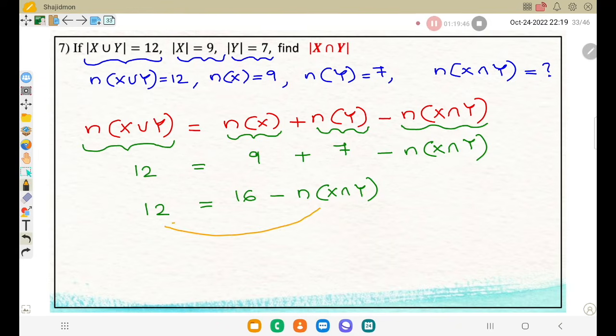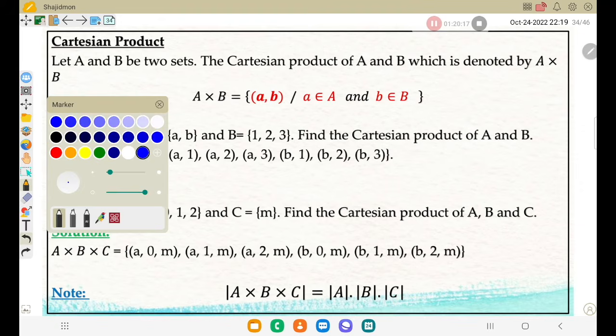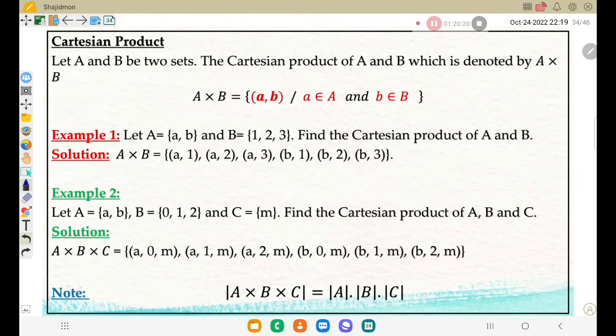Now you can simplify. Take minus number of X intersection Y to the left side, so it becomes plus. Number of X intersection Y equals 16 minus 12, taking the 12 to the other side. 16 minus 12 means 4. So what is the answer? Number of X intersection Y equals 4. Hope you understood the question. Okay, now let me go to another definition, then we will continue the exercise.